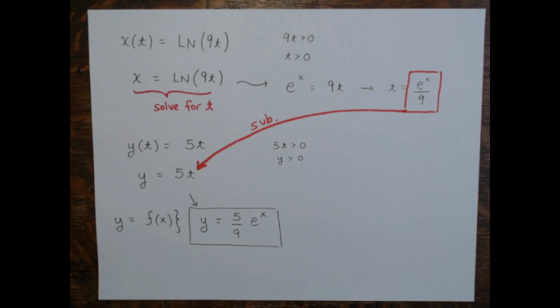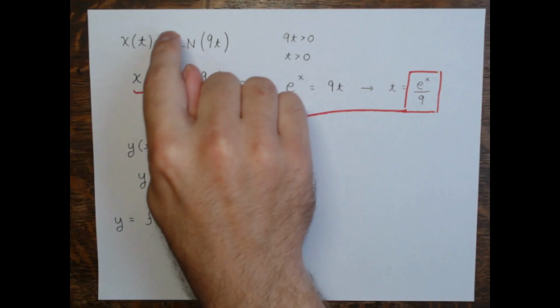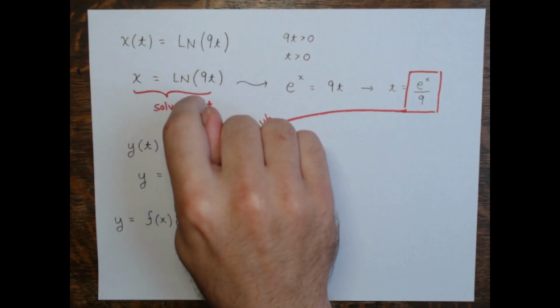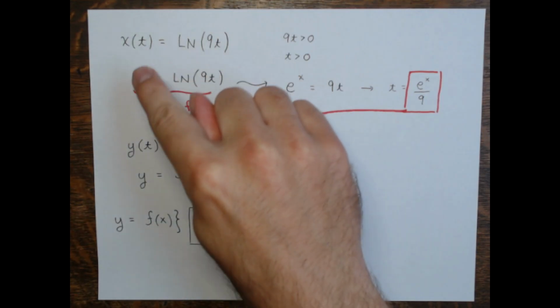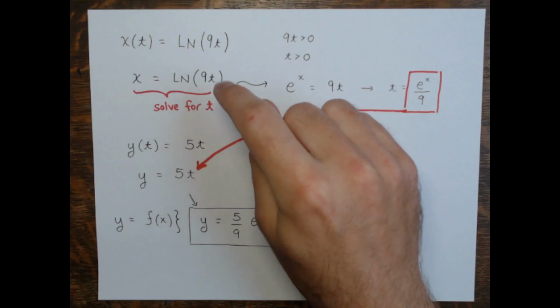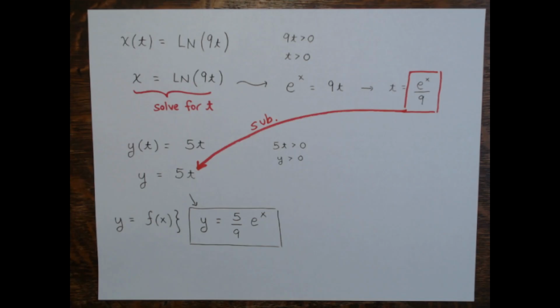That equation, which is clearly some exponential function, y equals 5/9 e to the x, is the equation of the curve in just x and y that this will trace out. Or at least this set of parametric equations, the x and y here in terms of t, will trace out part of this, if not all of this. And let's see that happening.